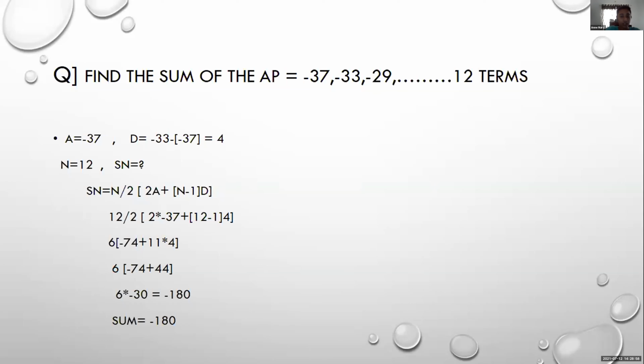When we substitute the values, we get 12 by 2 into 2 into negative 37 plus 12 minus 1 into 4. 12 by 2 is 6, and 2 into negative 37 we get negative 74, plus 12 minus 1, 11 into 4. So we get 6 into negative 74 plus 44. So negative 74 plus 44 is negative 30. So 6 into negative 30, the sum is negative 180.